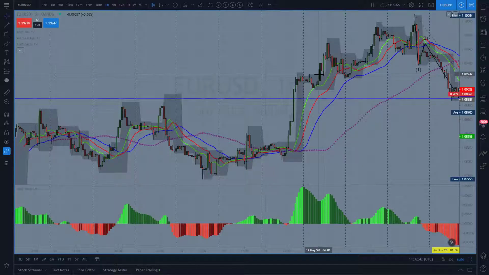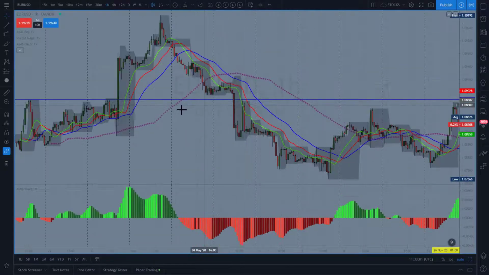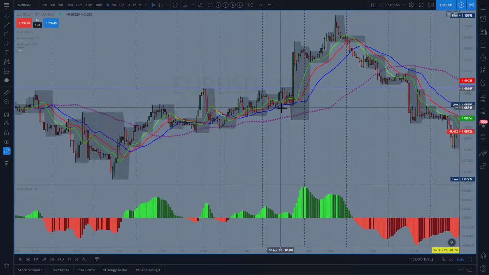19th of May, let me check that. 19th of May, setup 2, 2R. More than half the trades that I have taken in this testing are setup 2s. Actually, I'm going to count them. They probably will be more than 60%, which actually proves my point. Setup 2s are very powerful, especially if you're trading the hourly.